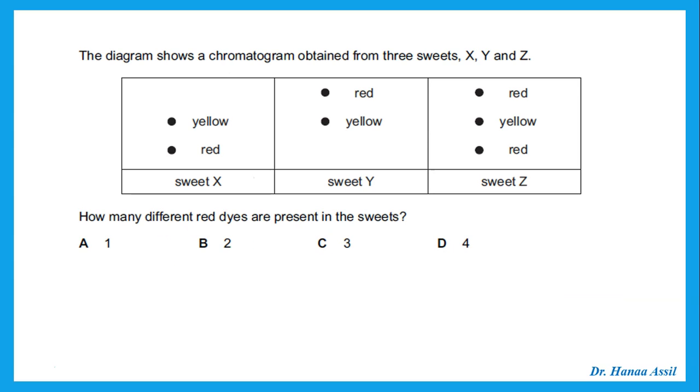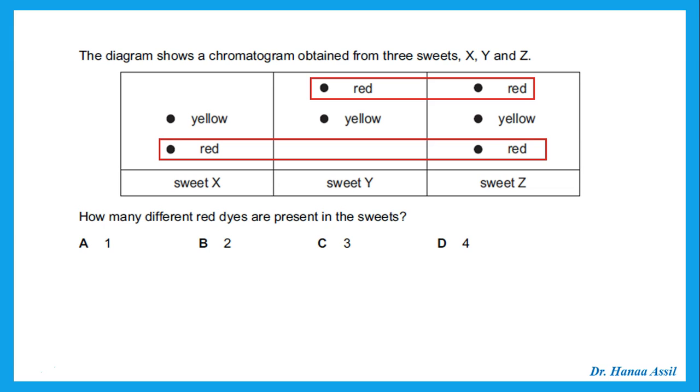The diagram shows a chromatogram obtained from 3 sweets, X, Y, and Z. And he's asking how many different red dyes are present in the sweets. Well, he's giving me the colors, red and yellow, yellow and red, and so on. If these red dyes are at the same height, with the same RF value, that means they're the same substance. So the two red spots on top are the same, and the two red spots at the bottom are the same. So actually I have only two different red dyes.